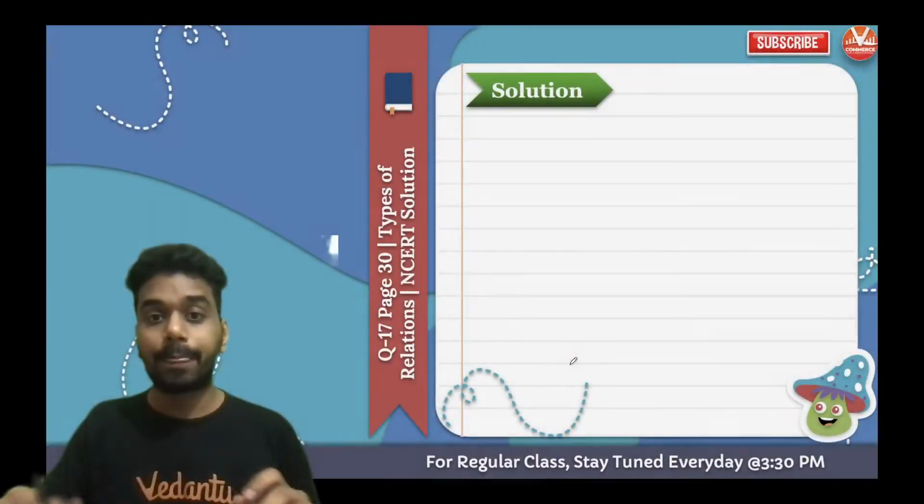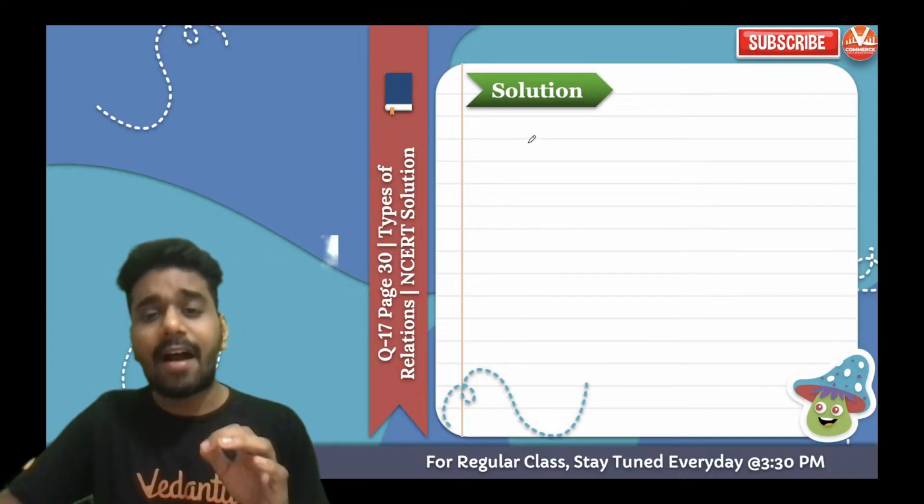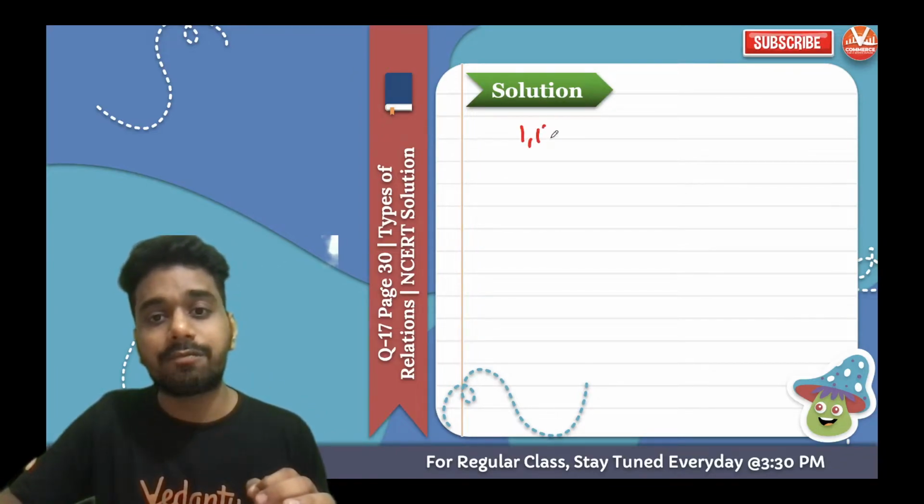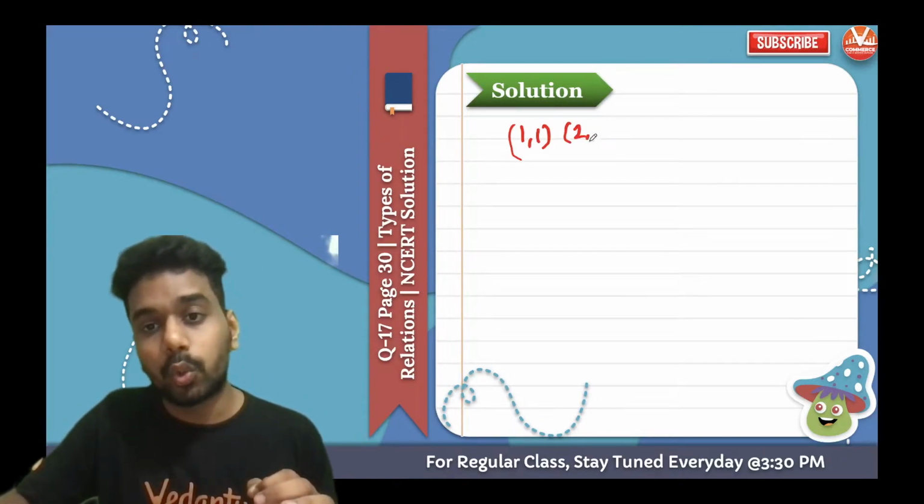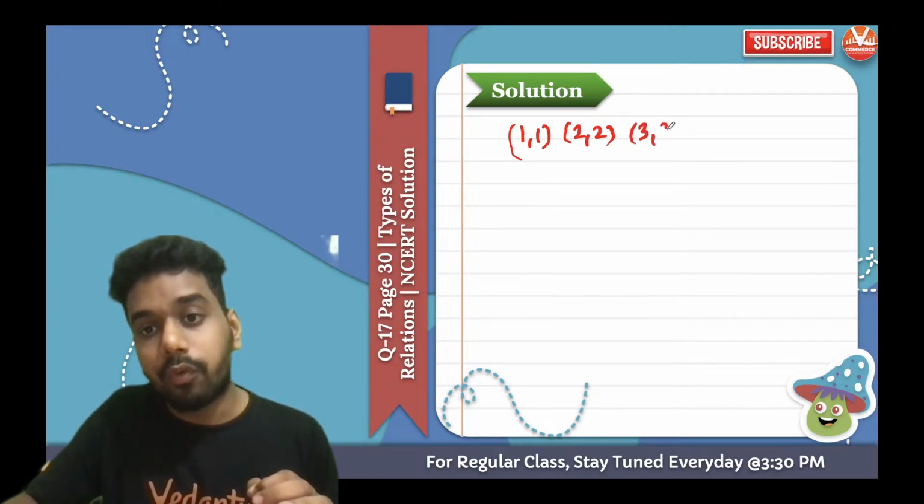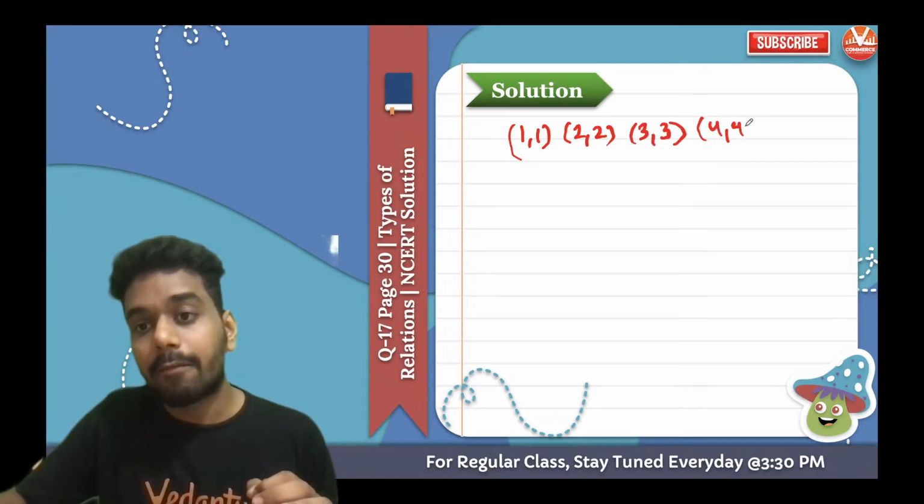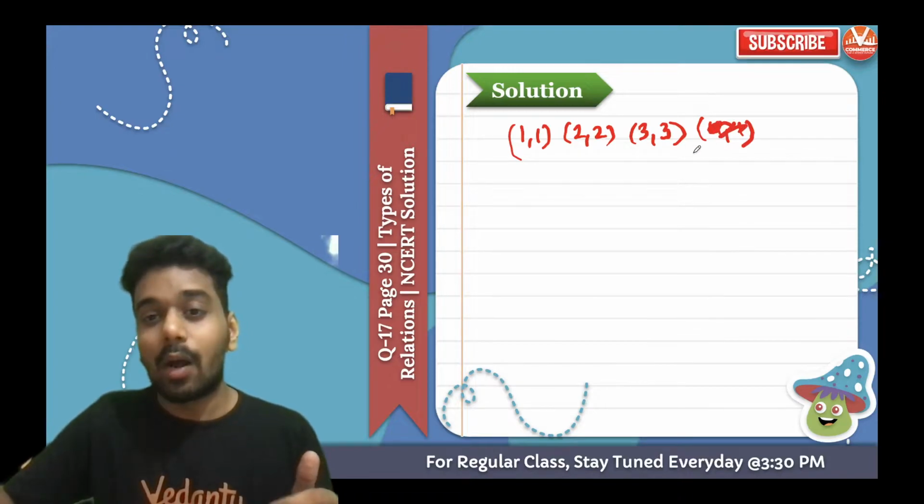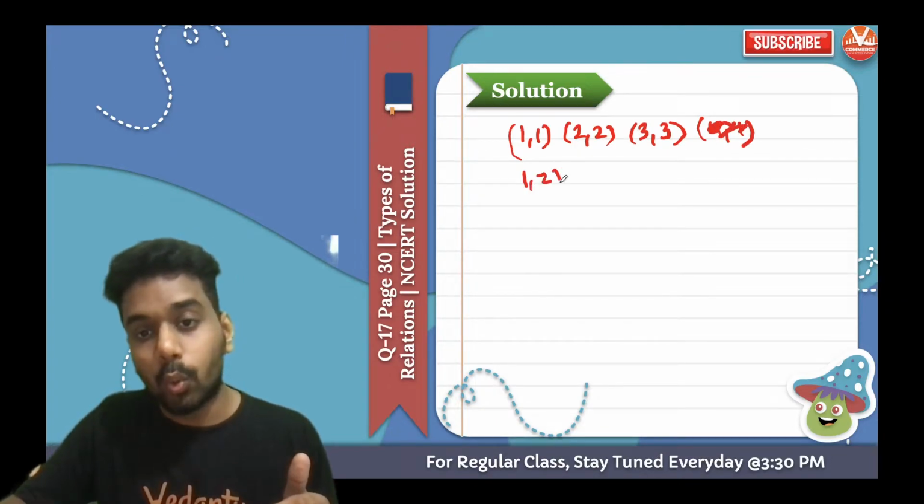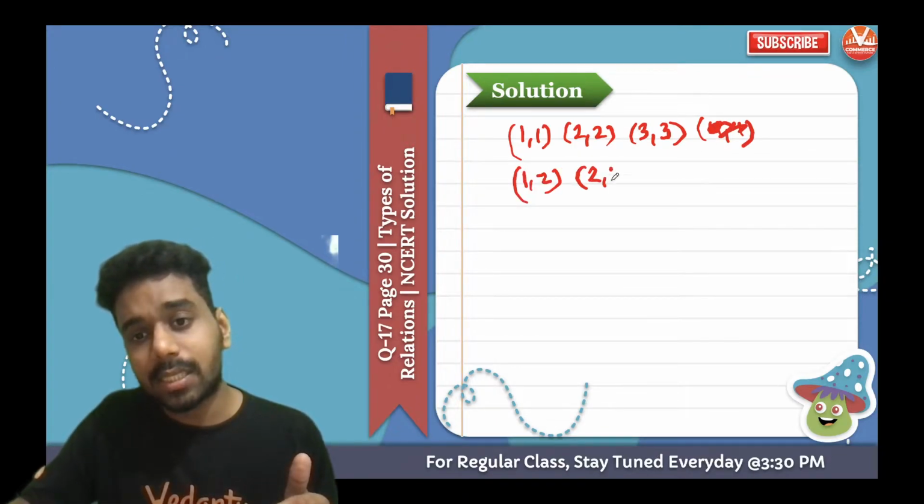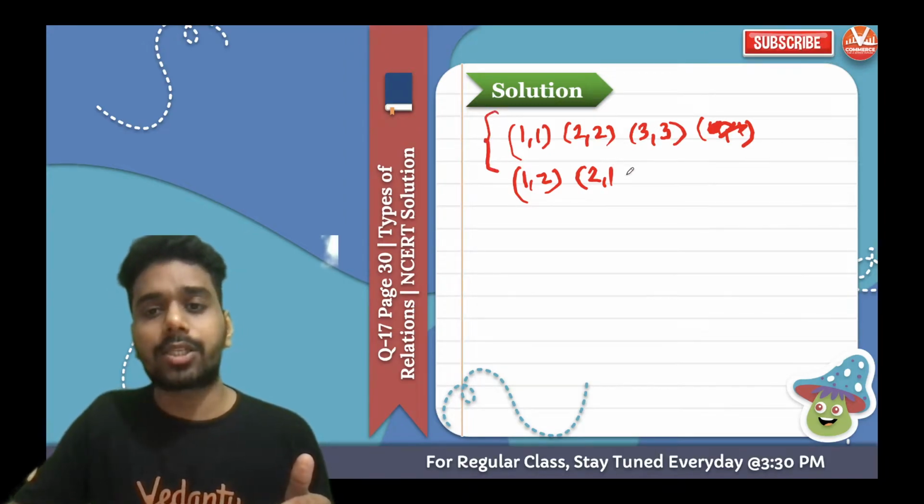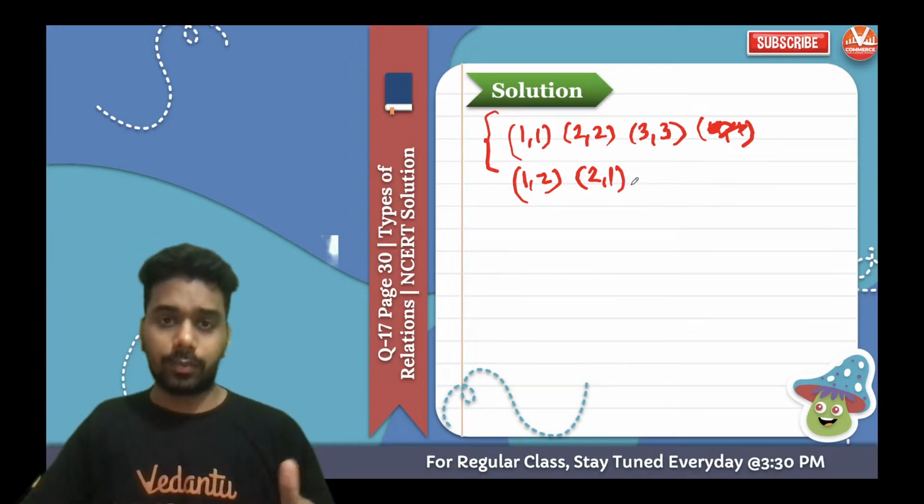You have to do it. So we can say these 5 are a must: 1, 1, 2, 2, 3, 3, 1, 2 and 2, 1. Now this is an equivalence relation and this is the minimum, you can say.